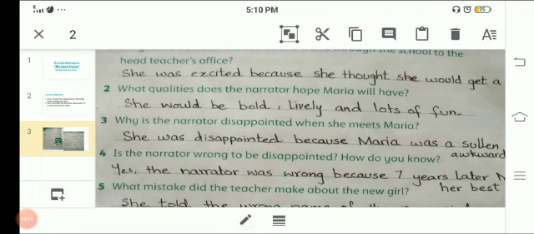Actually, what is the question? What qualities does the narrator hope Maria will have? So we have to mention the qualities which she thought about her new friend. She would be bold, lively, and lots of fun.